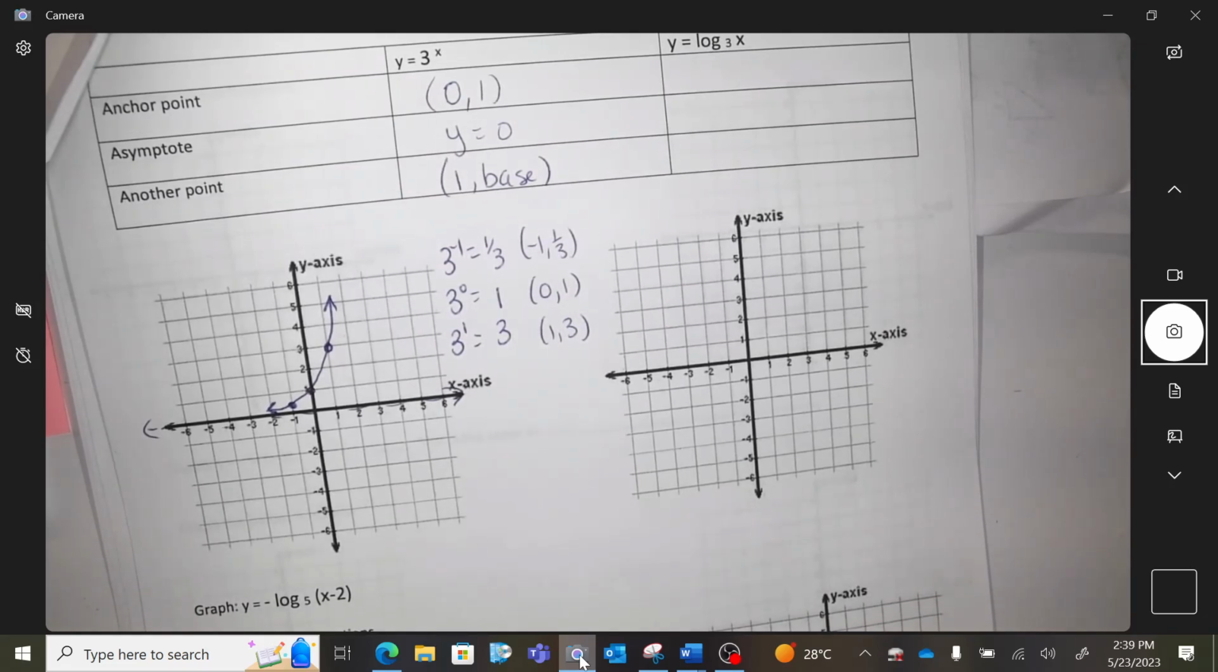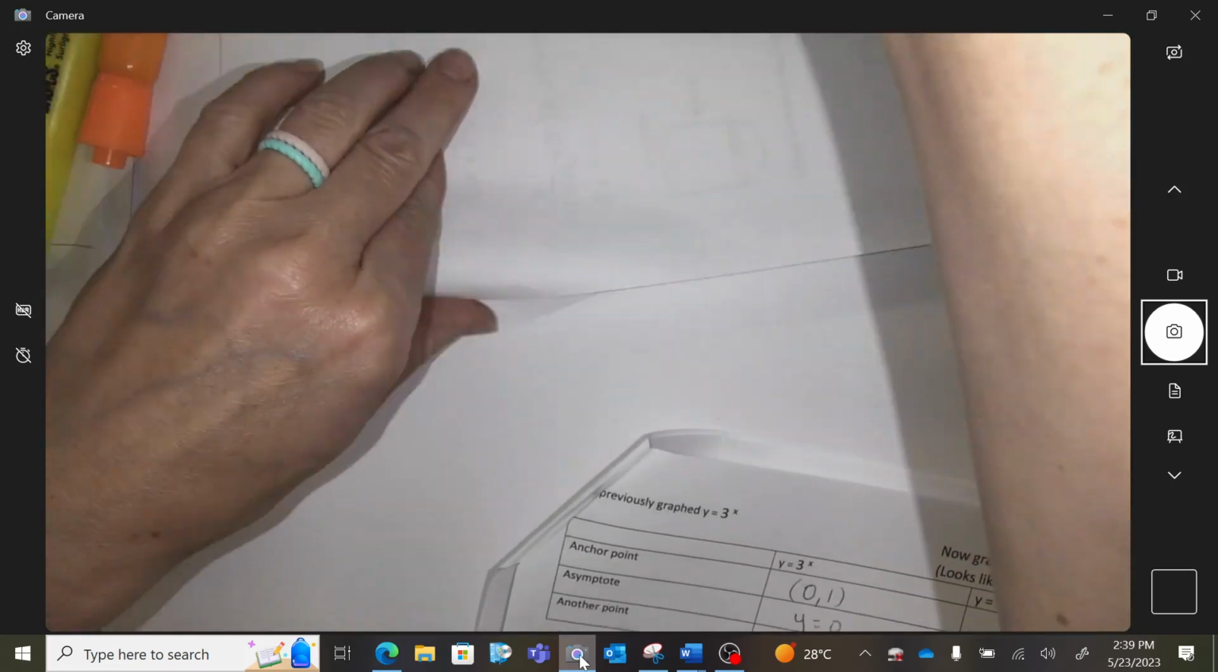Okay, we did this on Thursday. We started, what is a log? So a log was us working backwards. So I'm just going to give you a super quick recap here of what we did yesterday.